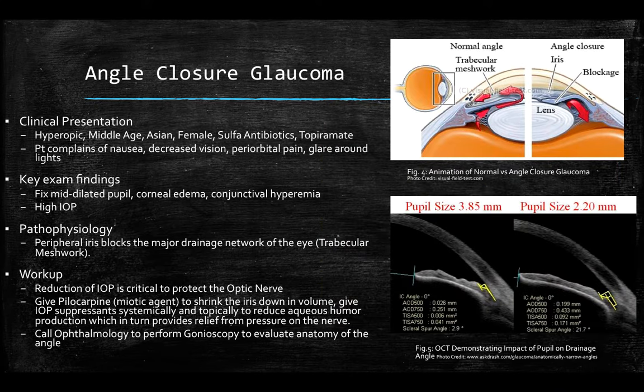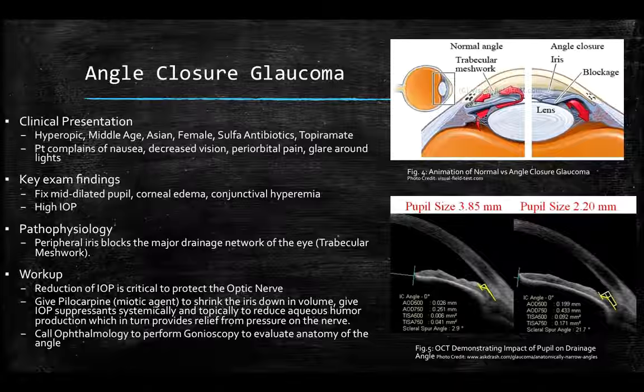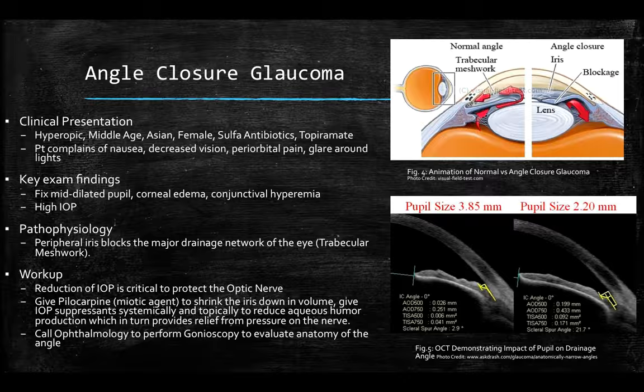So angle closure glaucoma. Let's talk about the clinical presentation of who's going to come into the emergency room with this issue. Typically, the patients are going to be hyperopic, meaning they're going to have a little bit smaller than average eyes. They're going to be middle-aged. Classically, they're Asian, female. They could be on sulfa antibiotics, or they could be on Topamax for anti-headache or anti-seizure conditions. They're going to complain of nausea. They're going to have decreased vision, periorbital pain, and they'll also endorse some glare around headlights due to the corneal edema.